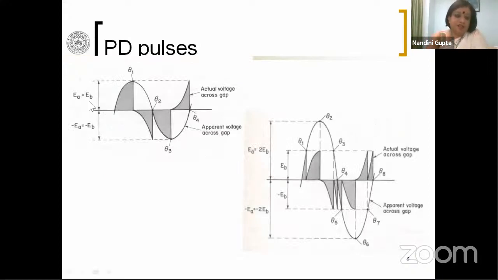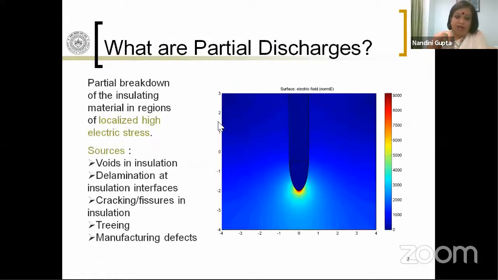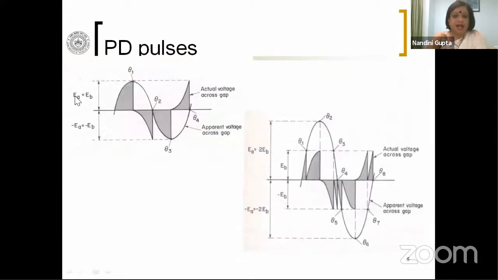Let us imagine that I apply a certain voltage across the dielectric. So I'm talking about the voltage that is applied across the metallic electrodes. This will result in a voltage across the void. In this particular slide, I'm calling that voltage EA. So EA is the voltage, this is not electric field. EA is the voltage that appears across the void because of voltage that is applied across the metallic electrodes.